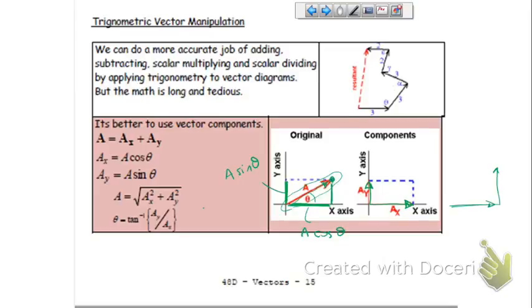So let's just stop a little bit. For a triangle, we have an opposite, an adjacent, and a hypotenuse. And we know SOHCAHTOA: sine is opposite over hypotenuse, cosine is adjacent over hypotenuse, and tangent is opposite over adjacent. SOHCAHTOA, yeah?